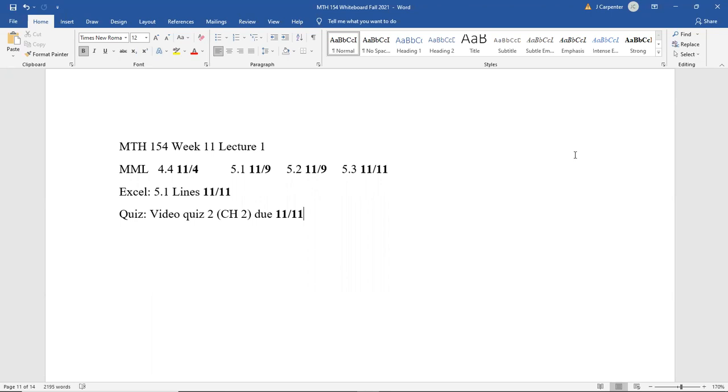We did have that one last guided activity we were working on in 5.2 with the lines and slope and graphs and all that stuff. So we'll do that before we start 5.3. So let's go ahead and get that.